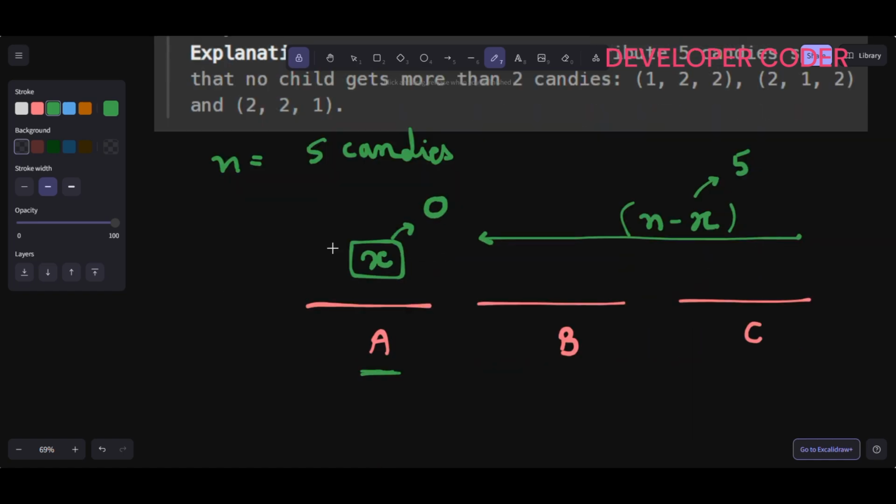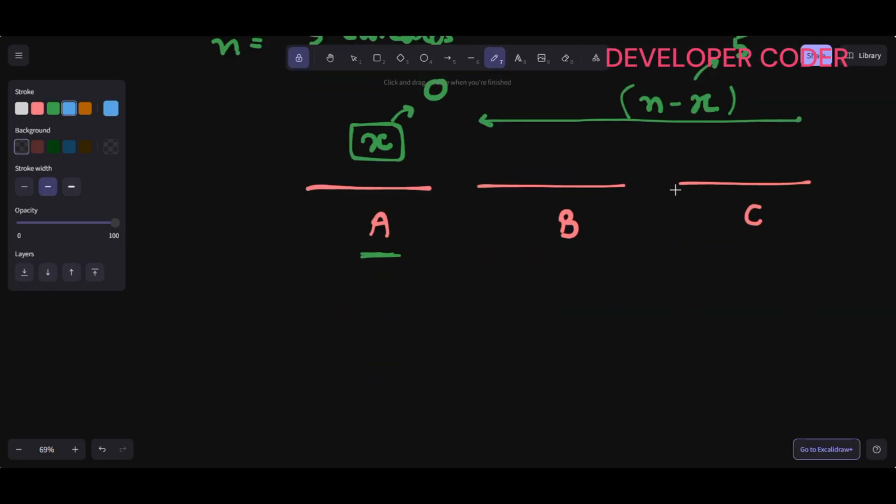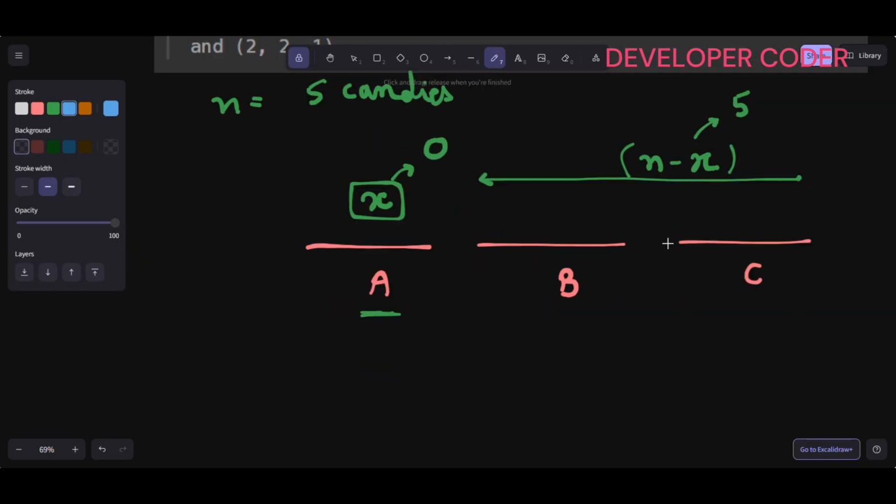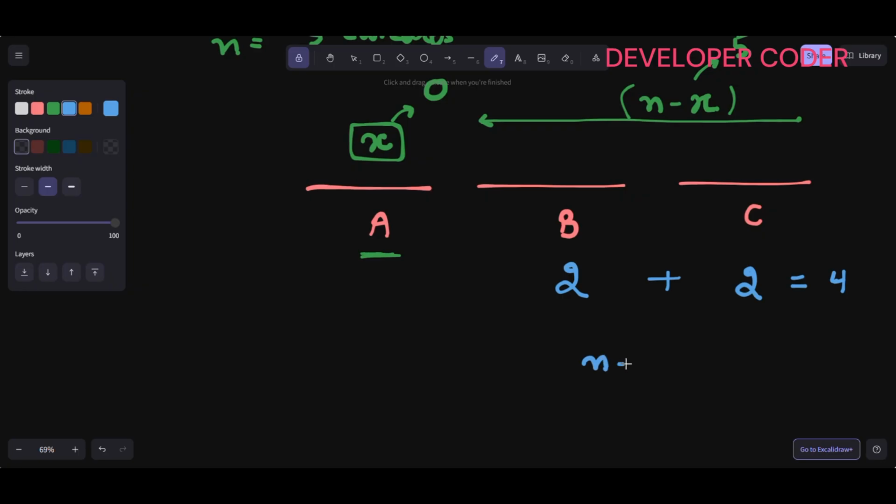So tell me, can I distribute 5 candies to these two children? Is it possible or not? Limit is 2, so I can give max 2 candies here and max 2 candies here. So in total I am getting just 4. But what is my n minus x value? It is 5. So my n minus x value is greater than 2 into limit, where 2 is the remaining number of children and here I am giving the max, limit. So this is the condition right now.